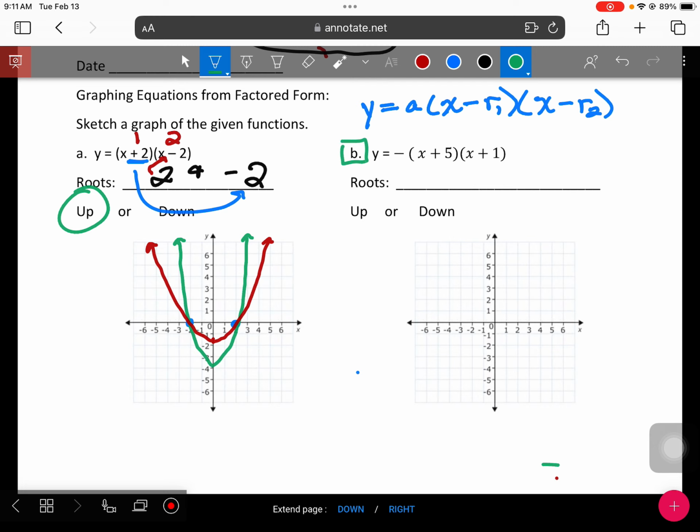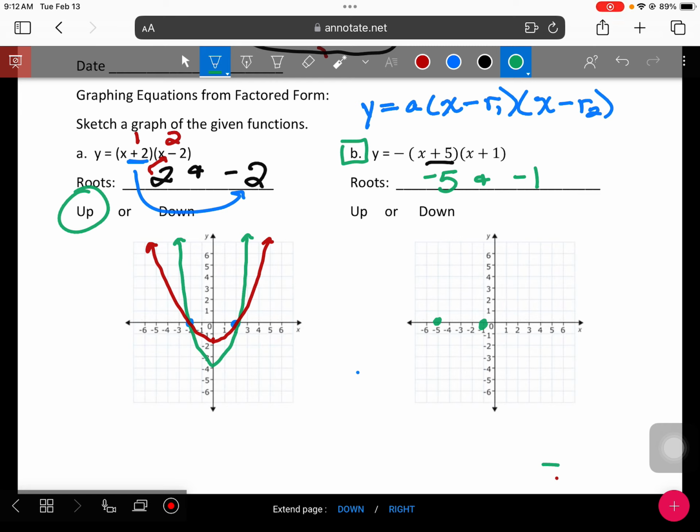All right, so letter B over here. Y is equal to negative quantity x plus 5 times quantity x plus 1. What are my roots here based on what I just told you? Negative 5 and negative 1. Okay? Negative 5 and negative 1. Because it's like the opposite. It looks like it's positive 5, but it is going to be negative 5.